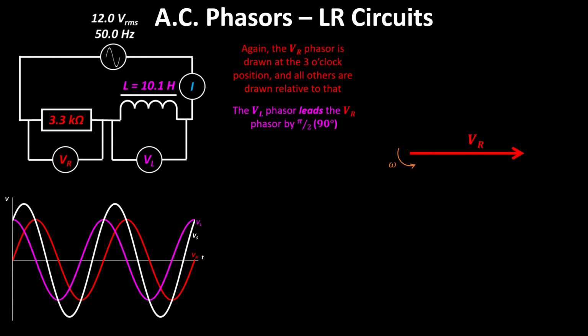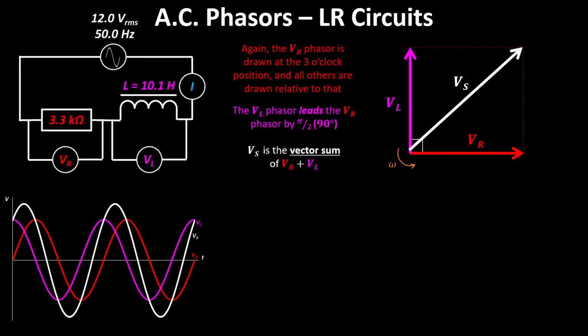That means the VL phasor will point directly up. Again, it doesn't have to be the same size. I'm just drawing them like this because it's easier to compare them. We could find this just like we did with capacitors. We could find the supply voltage by doing the vector sum of VR and VL. So if we did the vector sum of them, we find the supply voltage like that.